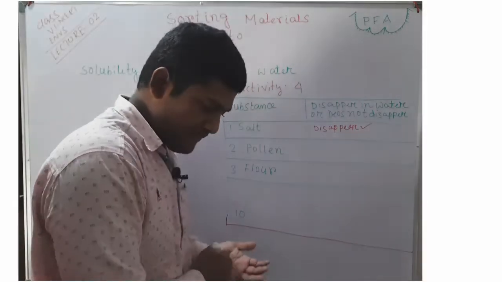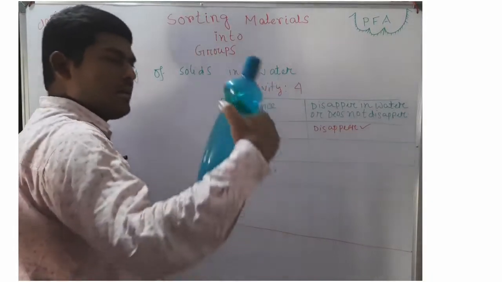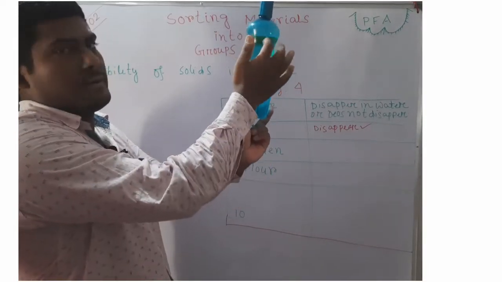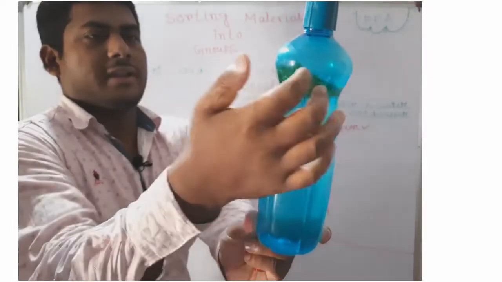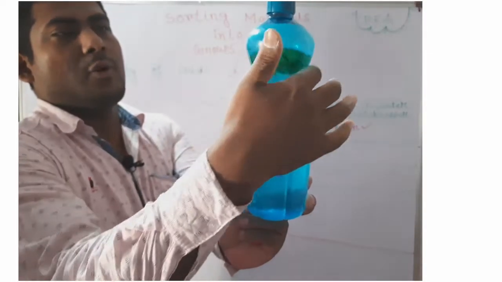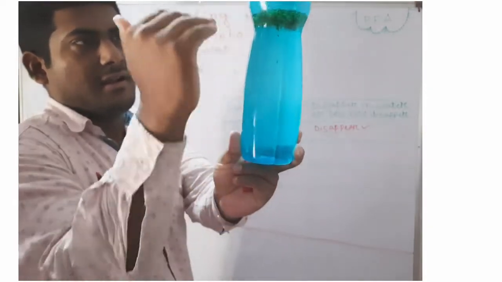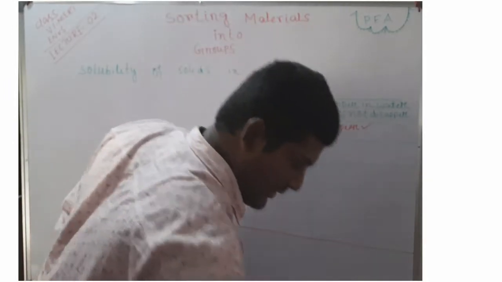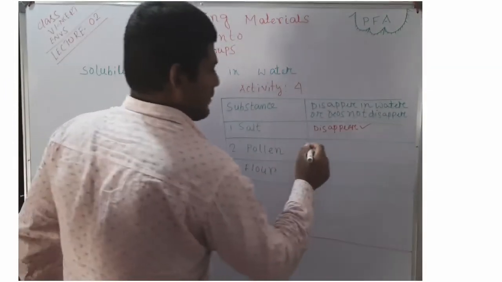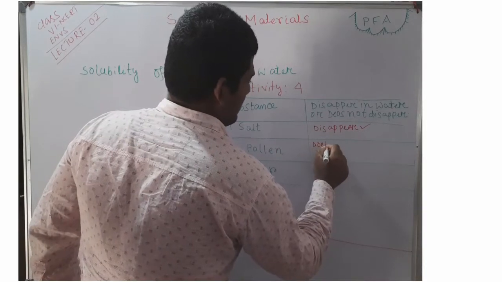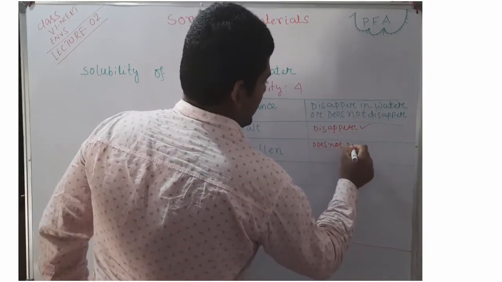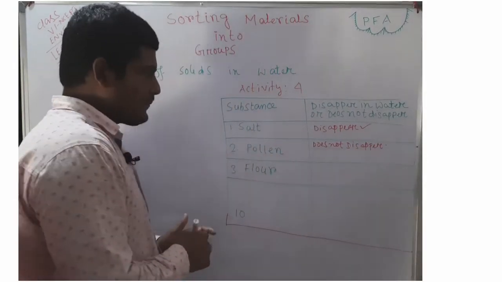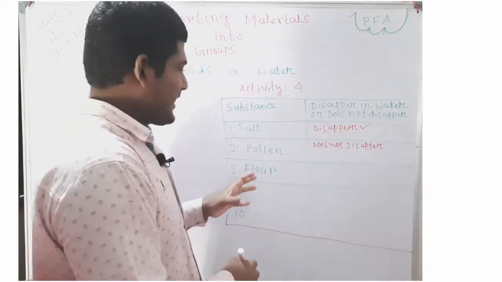Okay. Now we will see the pollen. Do you see this? Carefully observe this pollen. You can observe that the pollen is floating on the upper surface of the water, that means the pollen does not disappear. So we will write does not disappear. Okay, so this is the second point.